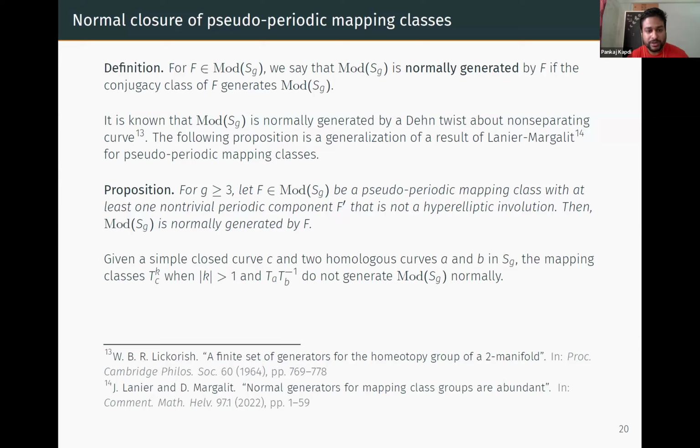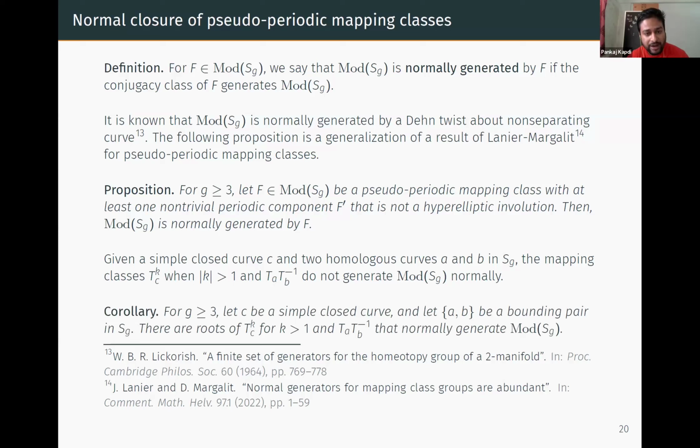Before that, there is one observation: the mapping classes which are non-trivial powers of Dehn twists, and bounding pair maps, cannot normally generate the mapping class group. Why? Because T_A T_B inverse already lies in the Torelli group, which is normal, and T_C to the power k lies in the level k subgroup of the mapping class group, which is also normal. So they cannot normally generate the whole mapping class group, but we prove that there are roots of these maps which normally generate the mapping class group.